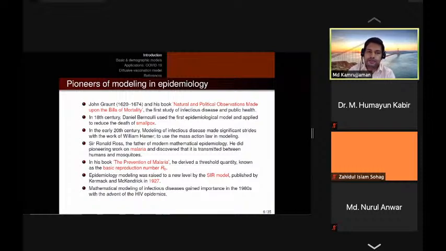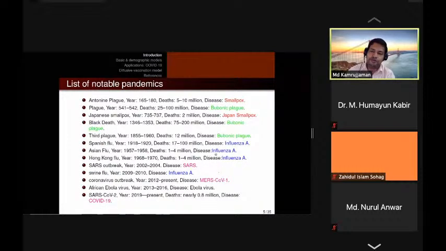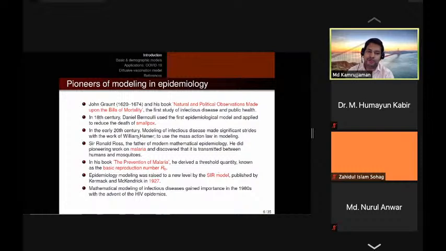In the 18th century, Daniel Bernoulli, basically at a time a scientist and a mathematician, had many contributions in public health. He used the first epidemiological model and applied it to reduce the death from smallpox. Dear scholars, I would like to go back and say that this is Daniel Bernoulli, who reduced the death from smallpox. So go back here, where is the smallpox? It was one of the first big pandemics in history. Can you imagine how long ago it was? It was the 18th century, after the 16th century, when Daniel Bernoulli reduced the death from smallpox.